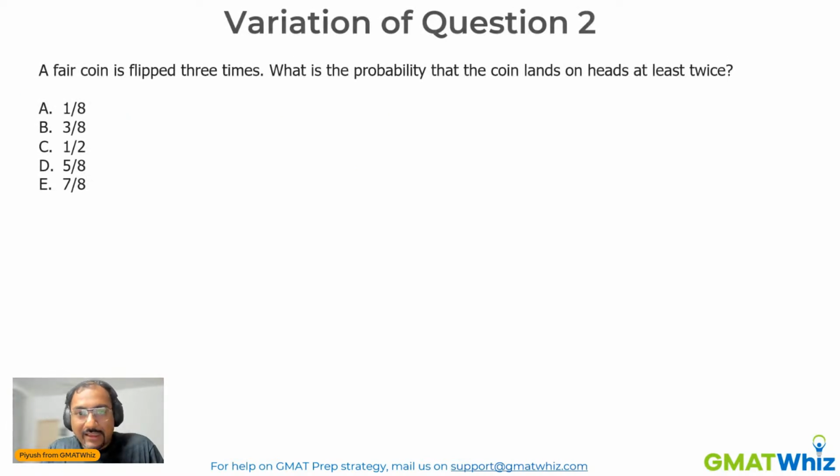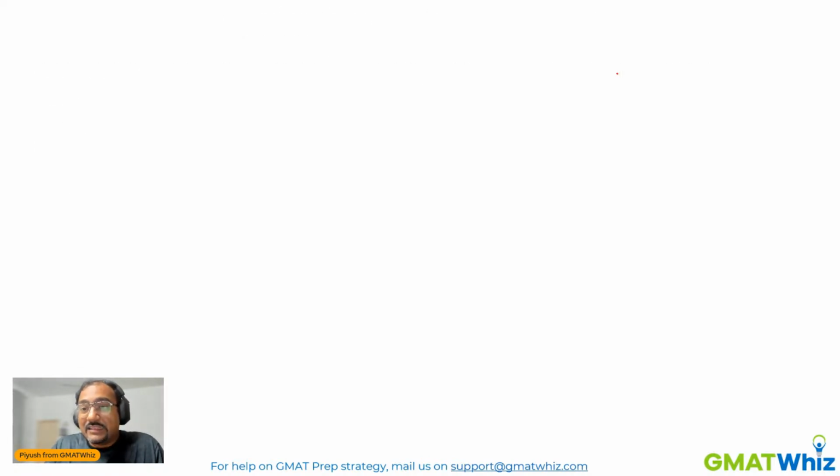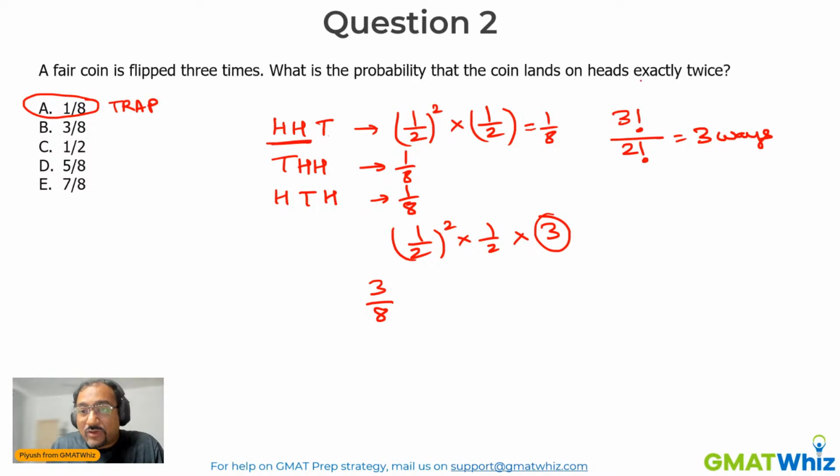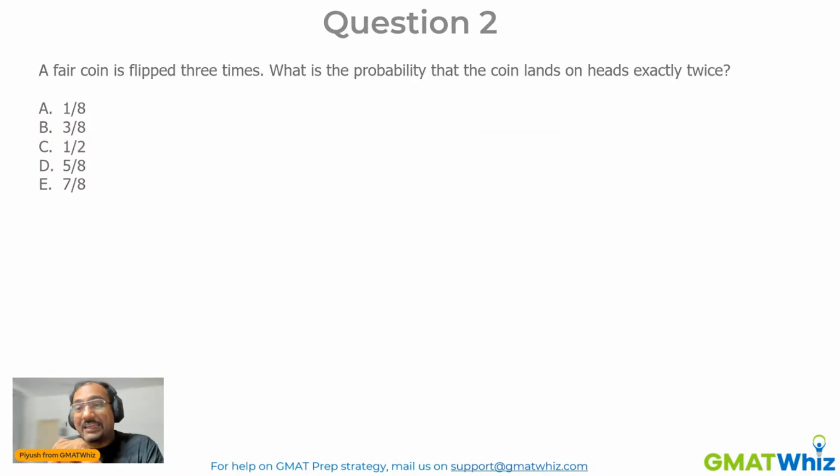Now, I have created a variation of question 2 because I wanted to teach an important lesson from this question as well, which is really helpful in solving a lot of other questions. So I want you to try this question and tell me what is the answer, guys. Since you've solved a similar question earlier, I'm giving you about a minute and a half. The only change I have made is that the previous question was asking how many times heads can happen exactly twice.